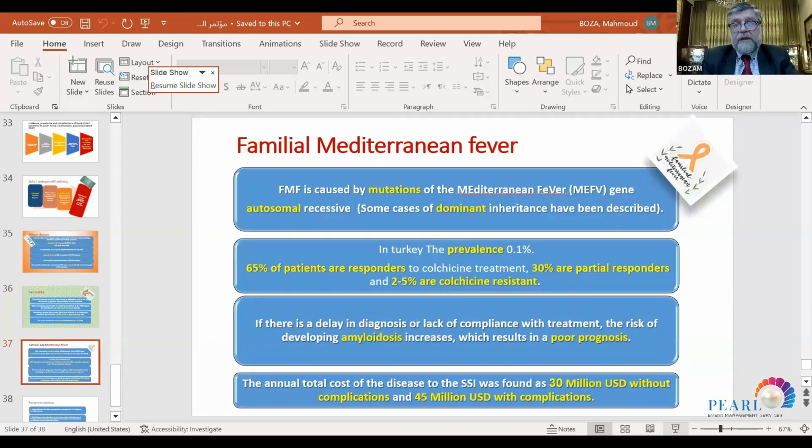Finally, and lastly, familial Mediterranean fever is caused by a mutation. As we know, it is an autosomal recessive disease, and the prevalence in our region is very high. For example, in a study in Turkey, it was demonstrated that the prevalence is 1 per 1,000. And we know that some types are resistant to colchicine treatment, and the high risk of developing amyloidosis later in life is important. The total cost in Turkey per year is around 30 million US$, and 45 million US$ with complications.